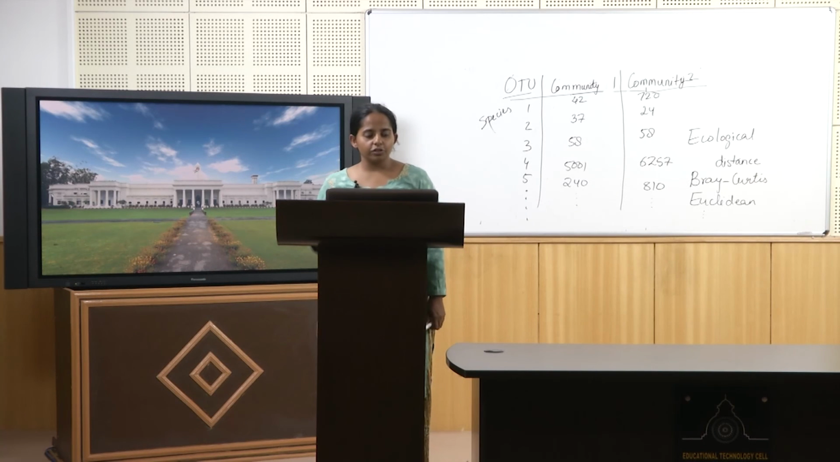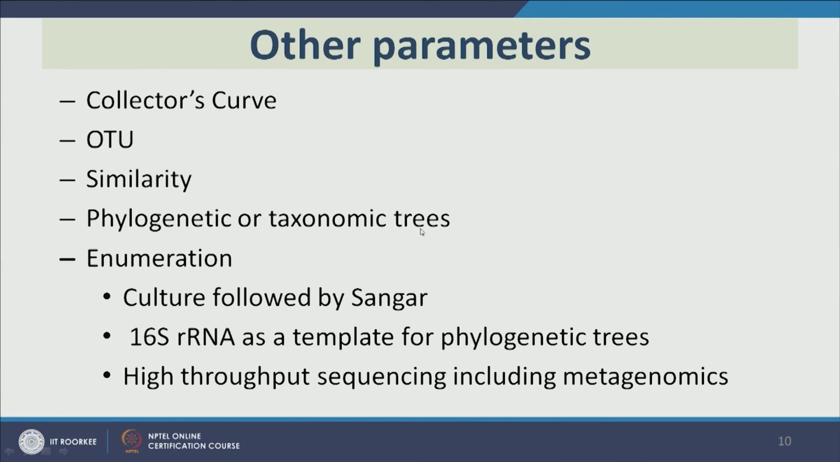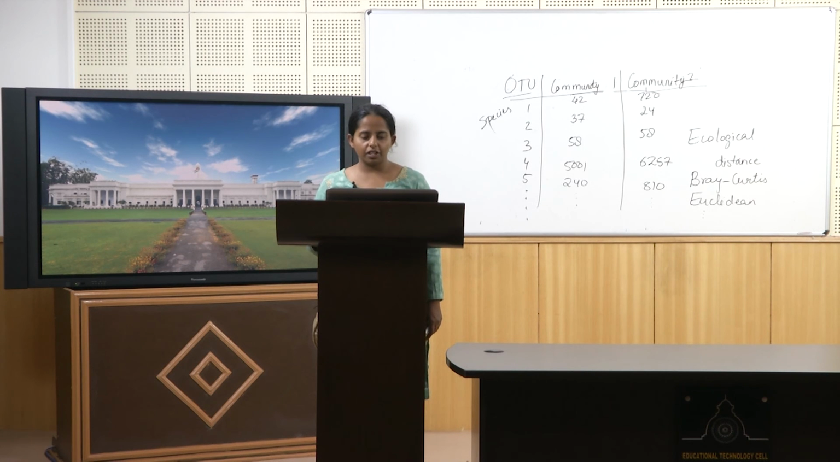The next thing I want you to understand is the phylogenetic or taxonomic tree, and in one of the previous lectures we have talked in length about it. So, if you still are not clear about what they are, please go back and refer to them, and in subsequent lectures I will tell you how to make trees, which will make the tree part of this title more clear to you. Next is enumeration.